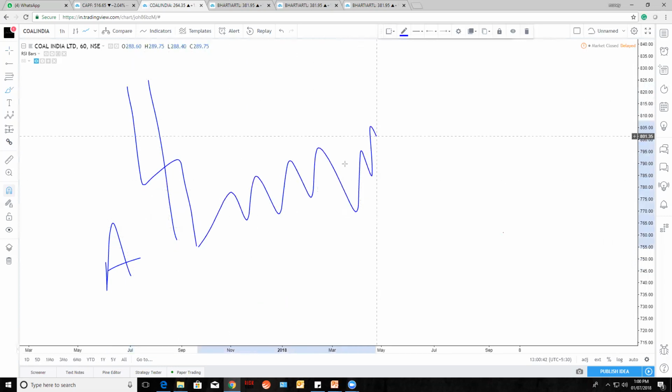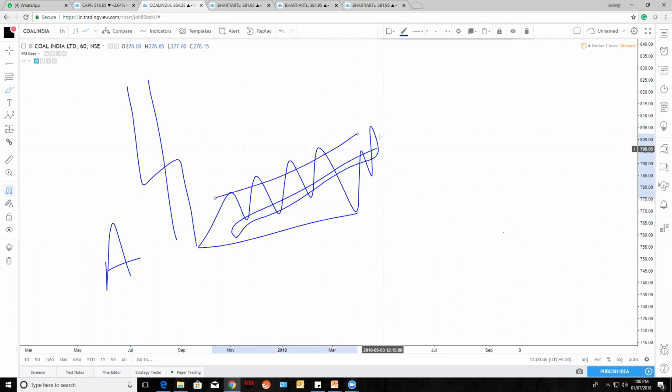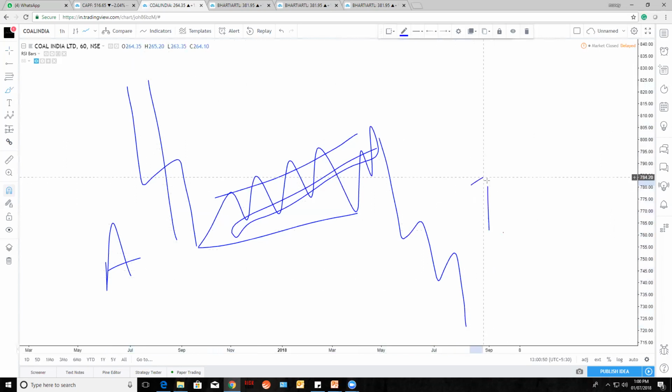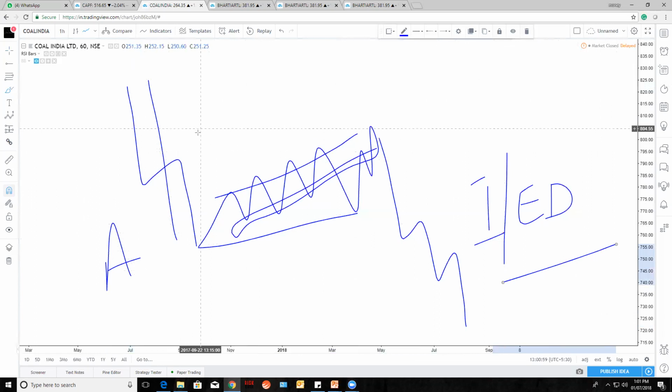Let's say whatever the structure it is making, we are not bothered about that presently. So after that, the C wave should again be an impulse or ending diagonal. Getting my point? So this is a flat correction.